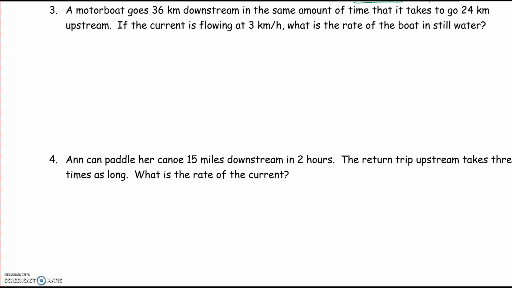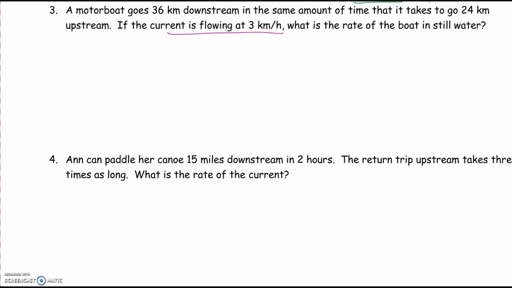Okay, we're back. So let's look at number 3. It says a motorboat goes 36 kilometers downstream in the same amount of time that it takes to go 24 kilometers upstream. If the current is flowing at a rate of 3 kilometers per hour, what is the rate of the boat in still water?